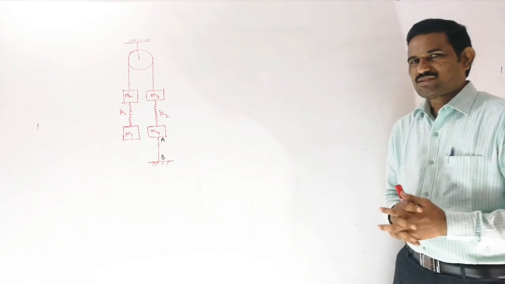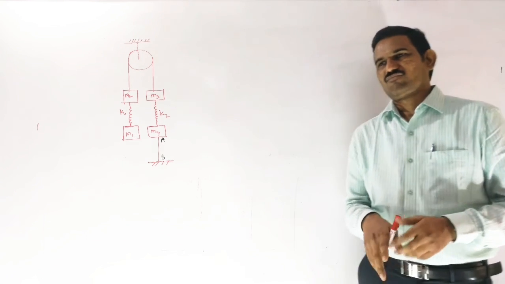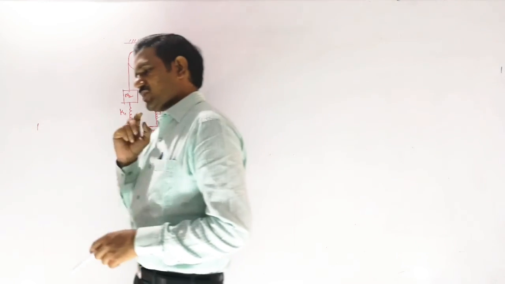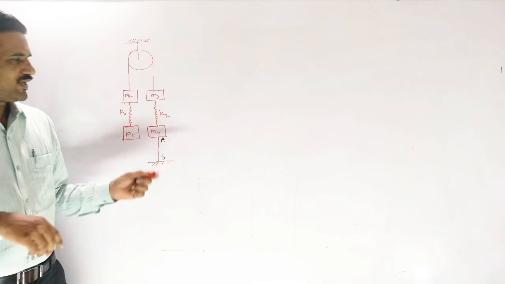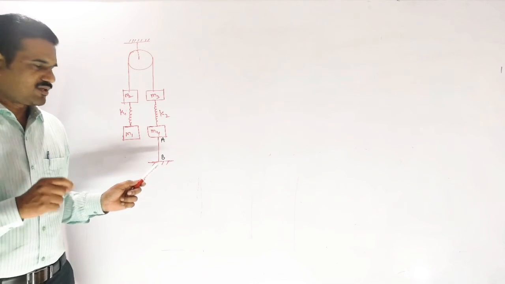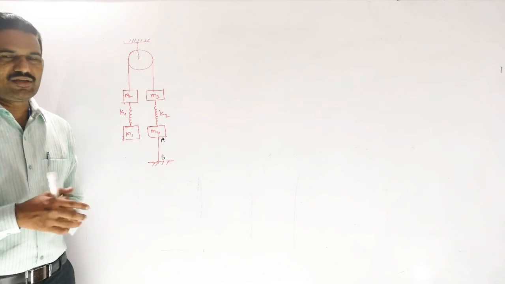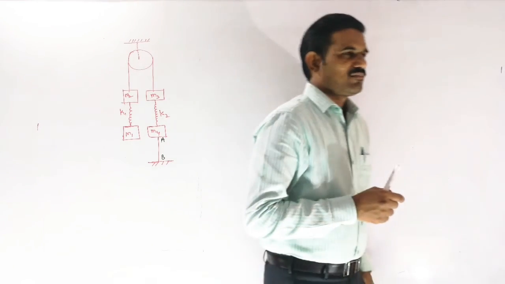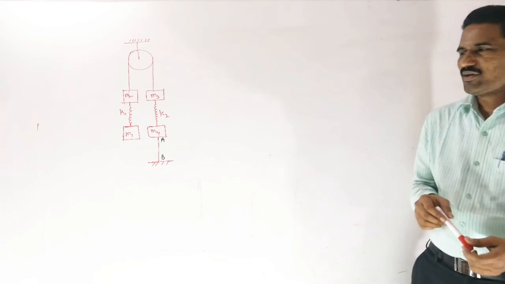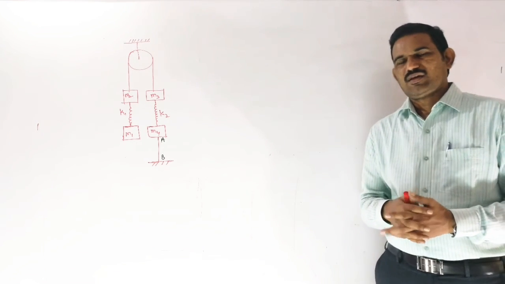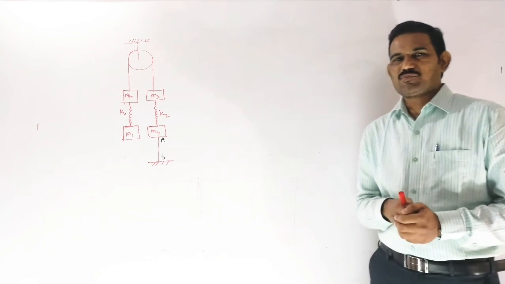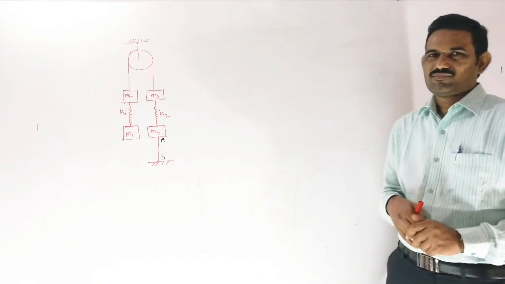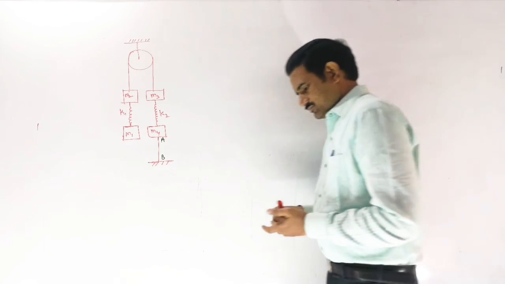Next question. When the system is in equilibrium, if we cut the string AB, then immediately after cutting the string, find the acceleration of each block. Right? Now let us see this.